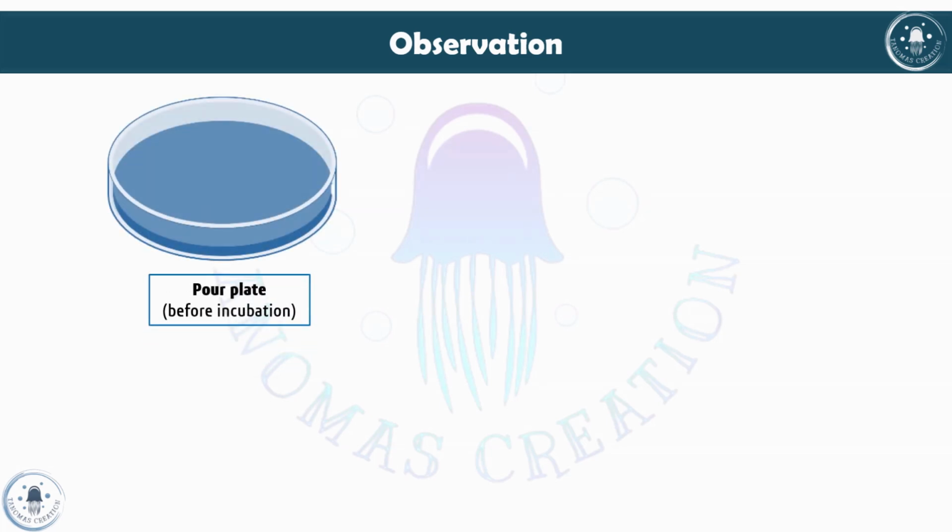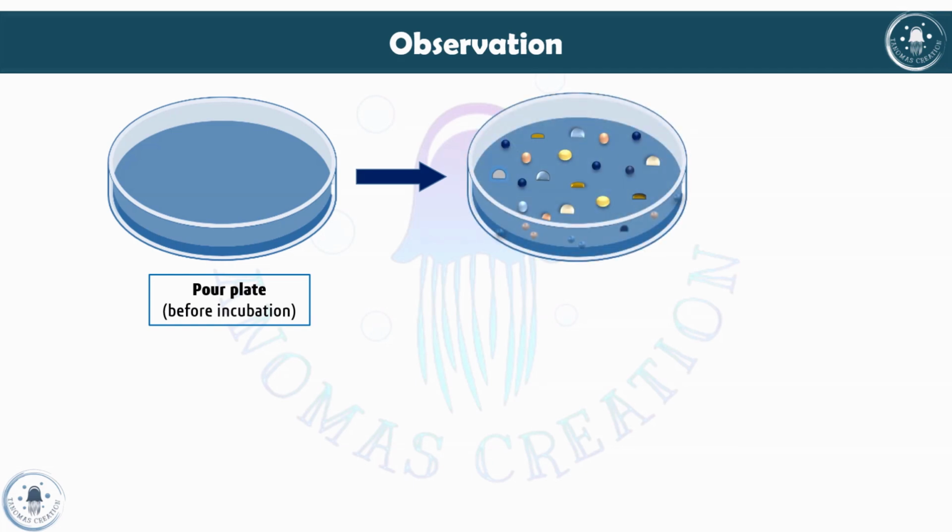So this is how the plate was incubated. This is the pour plate before incubation. Now after incubation, we will see there are different types of microorganisms that have grown. Okay, so here different types of microbial colonies we can see with different colors. Okay, they are already identified, shown in different colors.